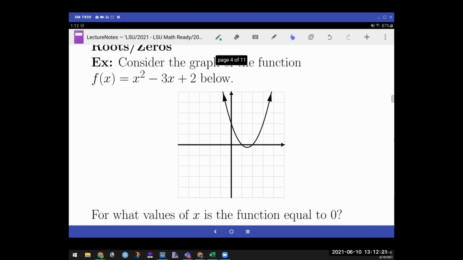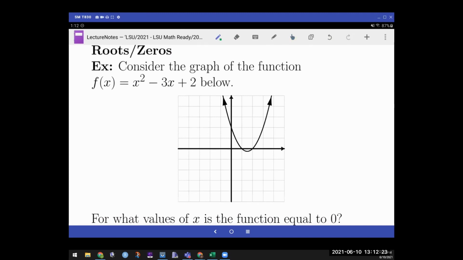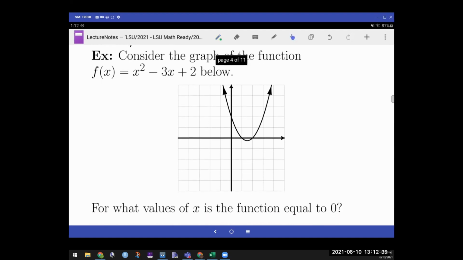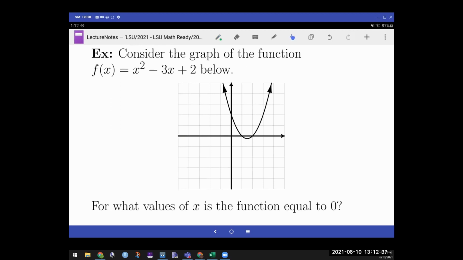Okay, so that was intercepts. Let's talk about roots, sometimes called zeros. I want to say that Alex refers to these as zeros. It really depends on who you're talking to or what book or software you're using. Roots, zeros, they mean the same thing. A root or a zero is very similar to x-intercepts, but they're not the same thing. An x-intercept is a point on the graph.